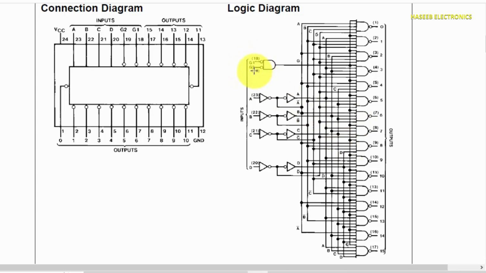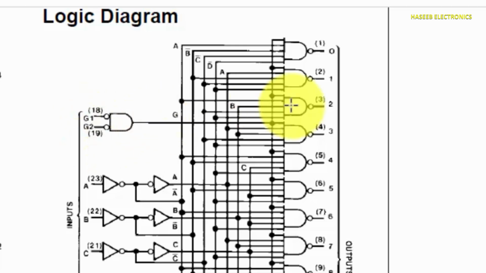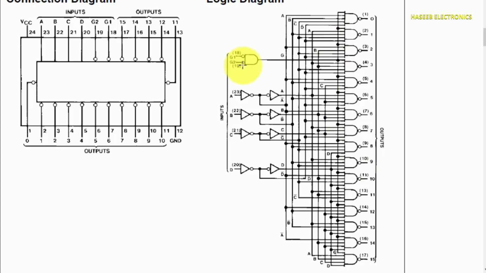When pin number 18 and 19 are active low, this IC will start working. If any one gate pin, strobe pin, enable pin is pulled up or set to high, this IC will stop functioning. When both these control inputs are low, then this IC will start functioning. A, B, C, D, this hexadecimal data, BCD, will select the output. Based on this data, this IC will turn on just that equivalent decimal number. For example, 0000, it will turn on its first output.